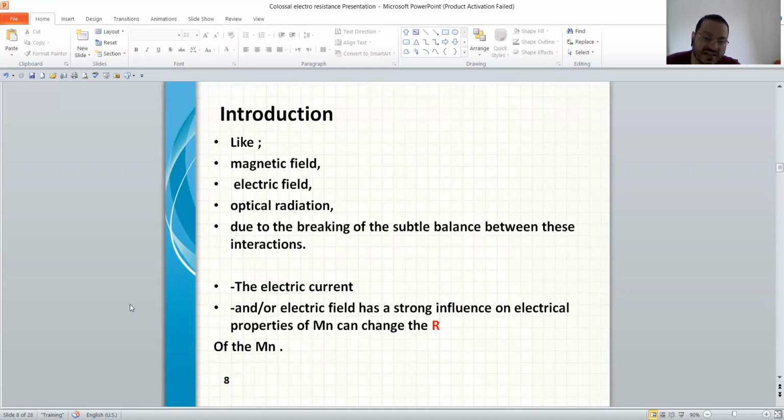Here, the electric current, or we can say electric field, has a strong influence on electrical properties. Electrical properties depend on important elements, as the electric field has a strong influence on them. I'm talking about the manganites. And these can change the resistivity. All of these relations or changes can cause a change in the resistance of the manganite elements.